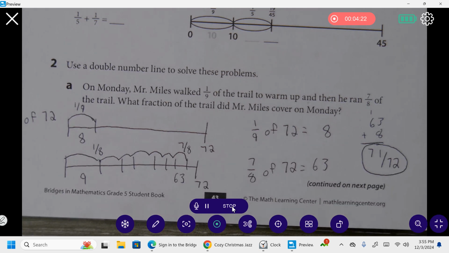Alright, so for our double number lines, what we're doing is we are really just trying to find a common denominator, which would be that 72, which is our full trail, and then we're seeing how much of that trail they traveled combined.